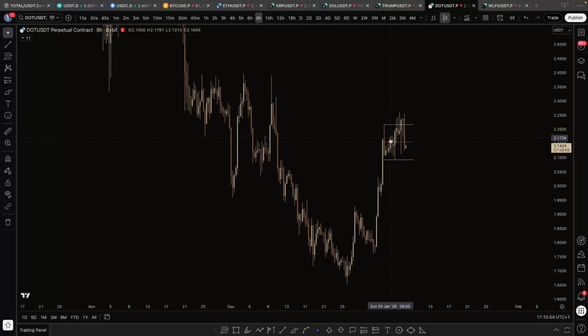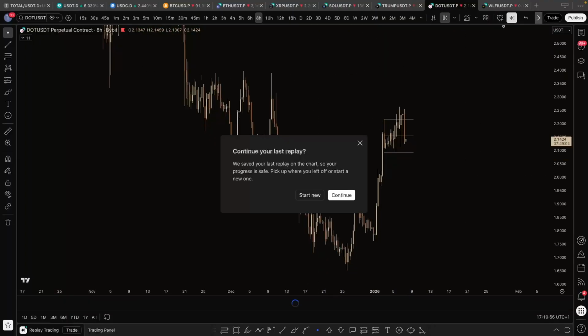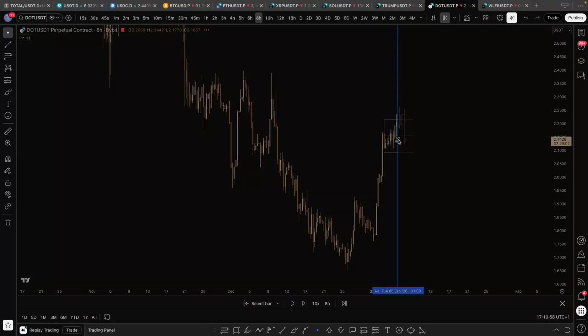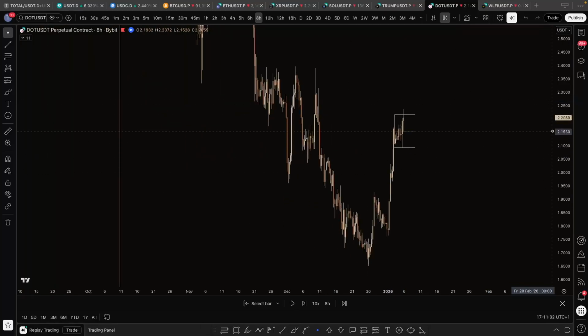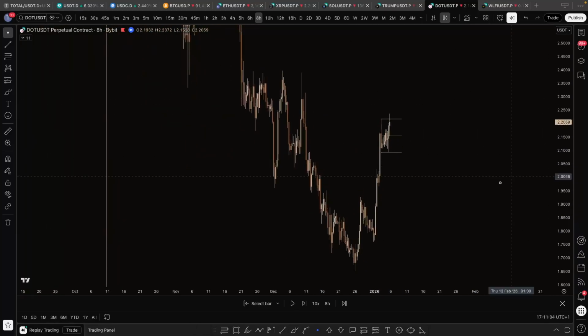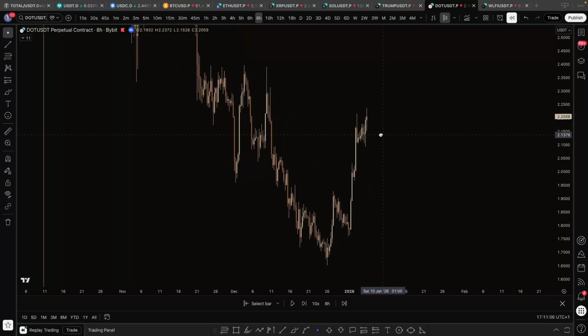And now I will go back in time and trade it like a real trade, because when I go back in time, you see a range creation right here. But let's build context first. So let's see where we are in the chart.